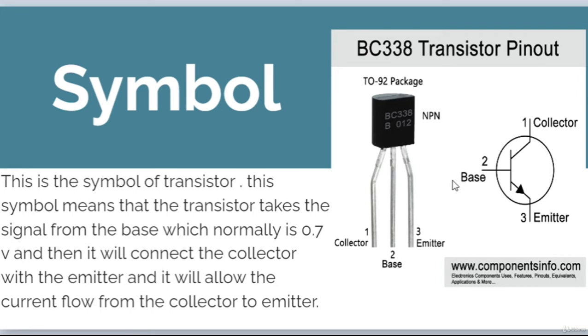So this symbol means that the transistor takes the signal from the base, which normally is 0.7. That means that the switch will work only if there is a signal, and this signal is normally 0.7 volts applied to the base pin of the transistor. And that means that the transistor will connect the collector pin to the emitter pin. We know that the switch has 2 pins. That means that the current will be able to flow from the collector to the emitter, and the switch will be closed if there is 0.7 volts applied to the base pin.